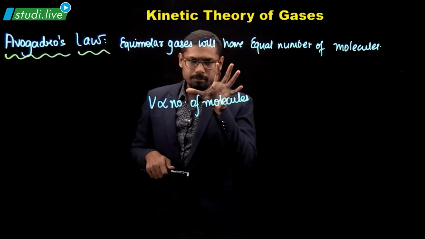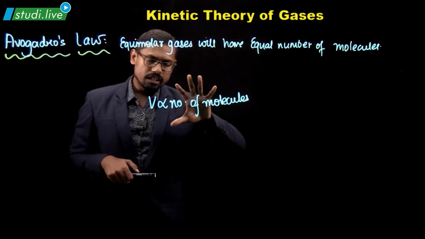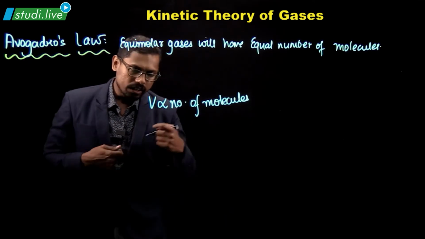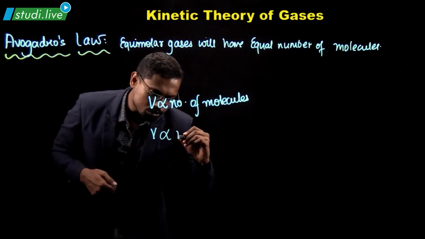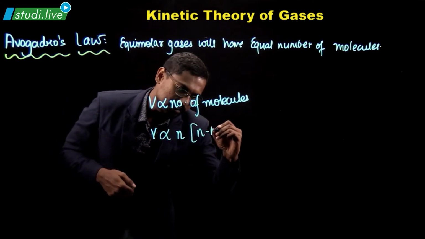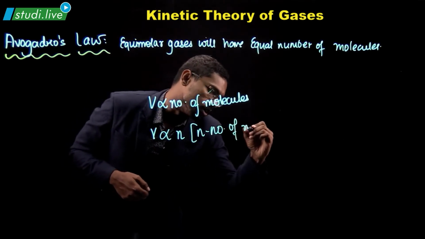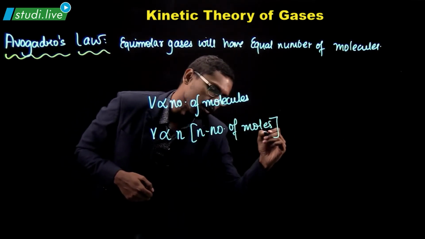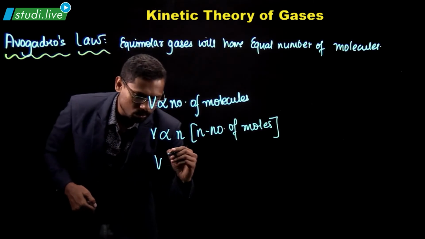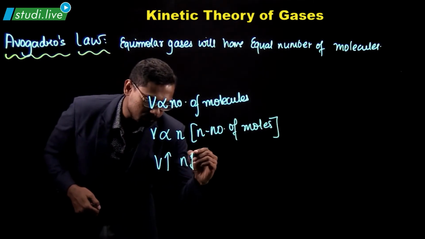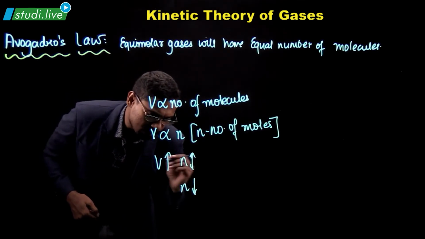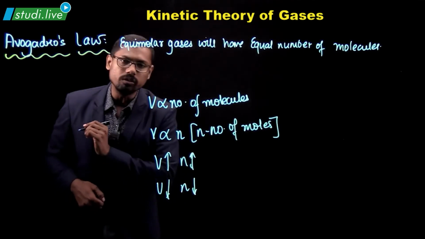Now, the number of molecules is related to the number of moles. So can I just write it down? V is proportional to N, where N is equal to the number of moles. If I increase the value of the number of moles, my volume is bound to increase. If I decrease my value of N, my volume is also going to decrease.